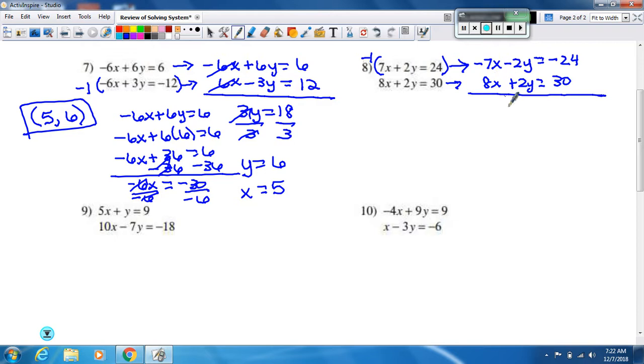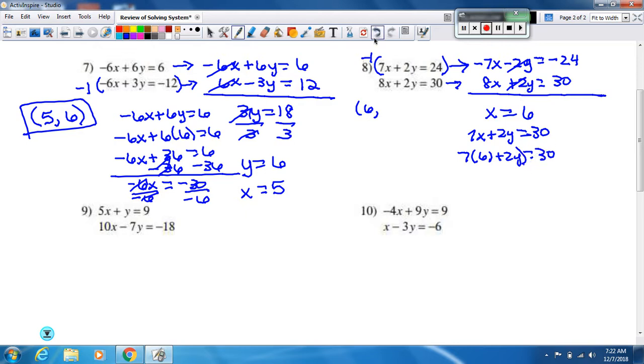Okay, so 8x take away 7x is just x. Opposites cancel. Equals 30 take away 24, which is 6. So x is 6. Now I take one of the original equations. I'm going to pick the one with the smaller numbers, so I'm just going to choose the top one, the original equation. So 7x plus 2y equals 30. But I know that x equals 6 now, so I can say 7 times 6 plus 2y equals 30.